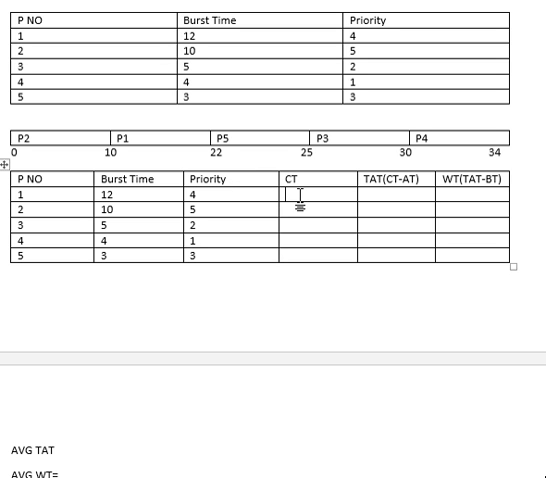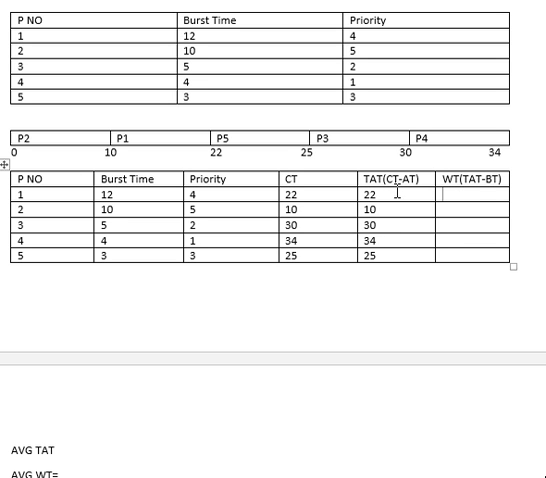Okay, so I'll just write the completion time here. P1's completion time is 22 because it's here. P2's completion time is 10. P3's completion time is 30. Then P4's completion time is 34. And lastly P5's completion time is 25. Right, so next is turnaround time, which is this minus your arrival time. Since arrival time is not given, it's 0, that's what we know, and that's why all these values will be the same for the turnaround time.